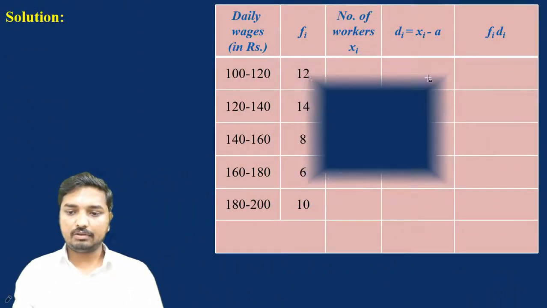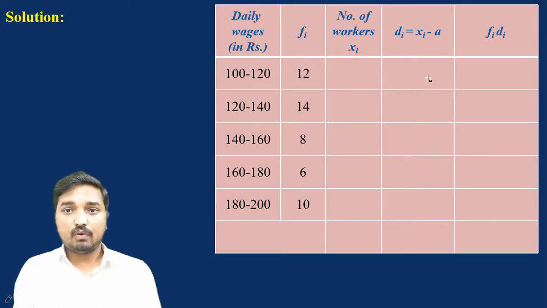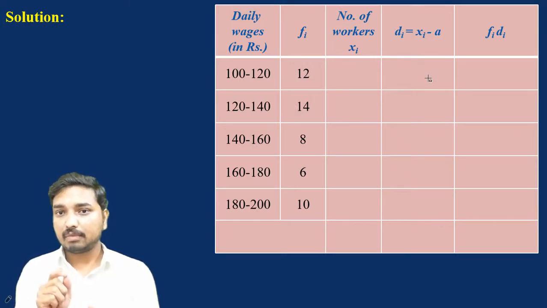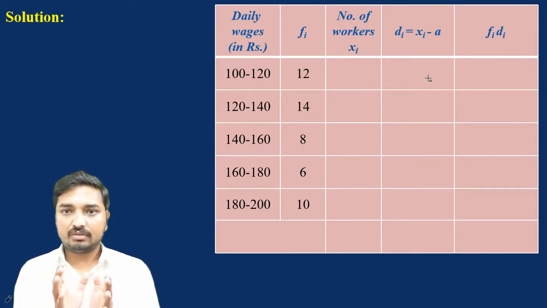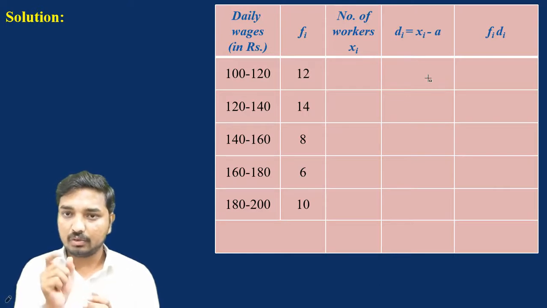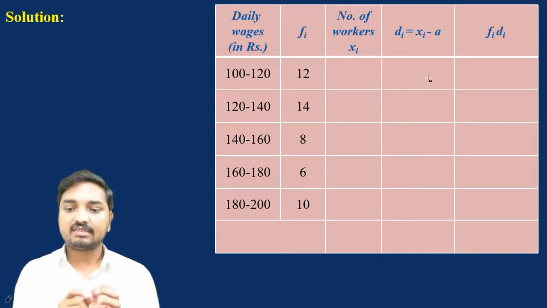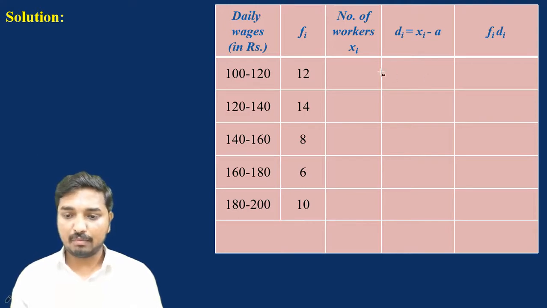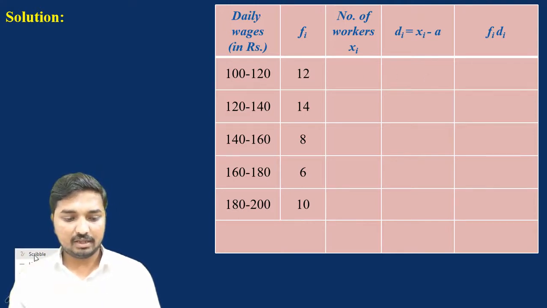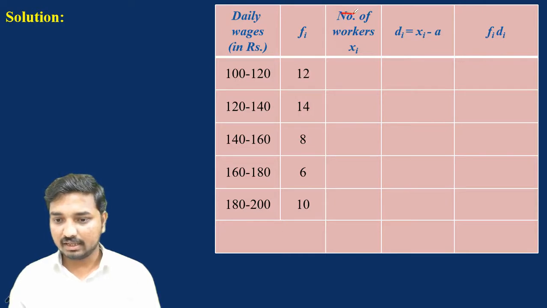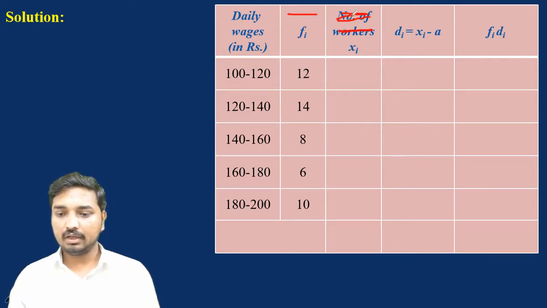First thing, you have to write the table. Assumed mean method, remember. So first two columns come from the given problem itself, and the third column is xi. Once again I have made a mistake here: I have written number of workers in the wrong place. You need to write number of workers in the frequency column, and just write this one as xi. So please make this correction. I'm going to erase this one.